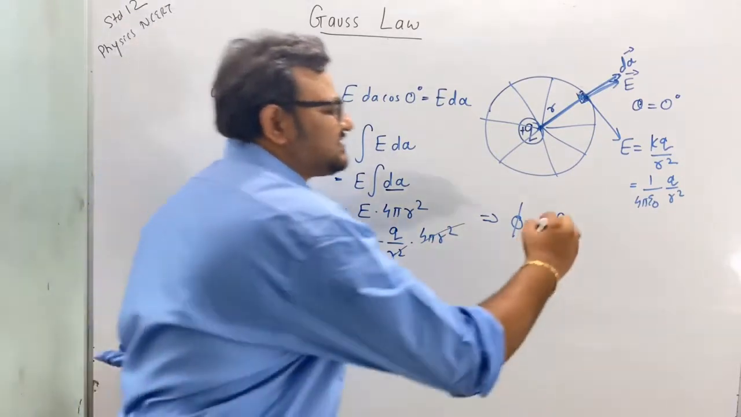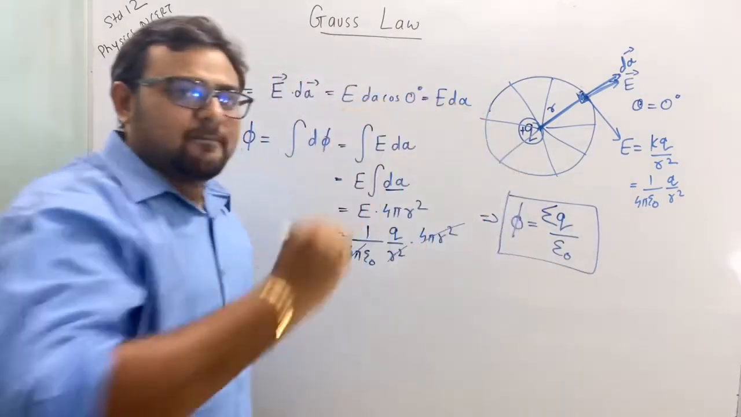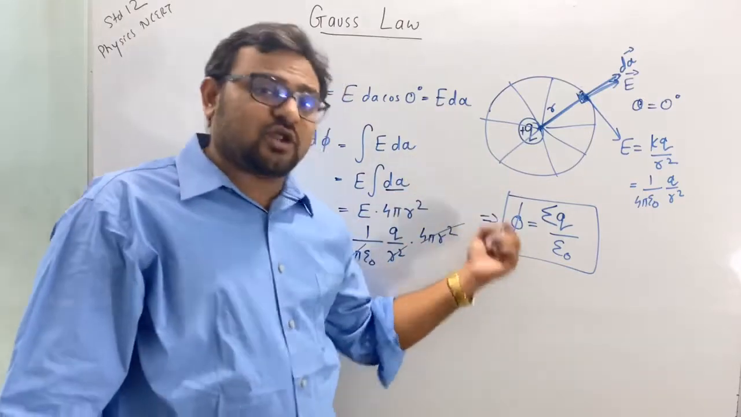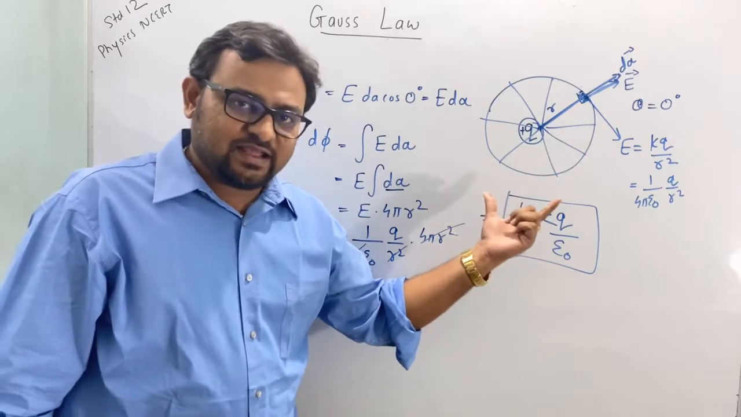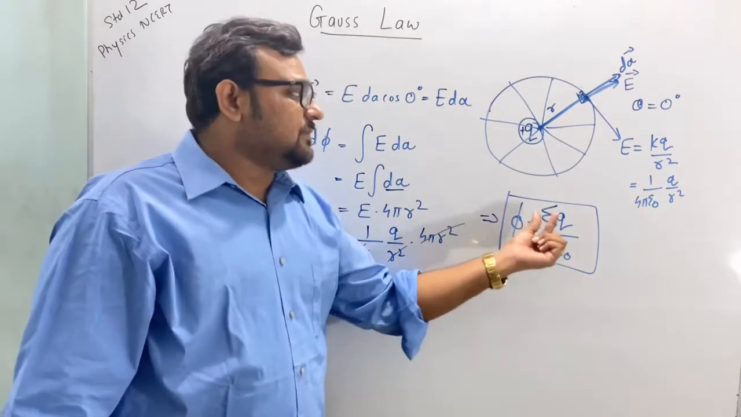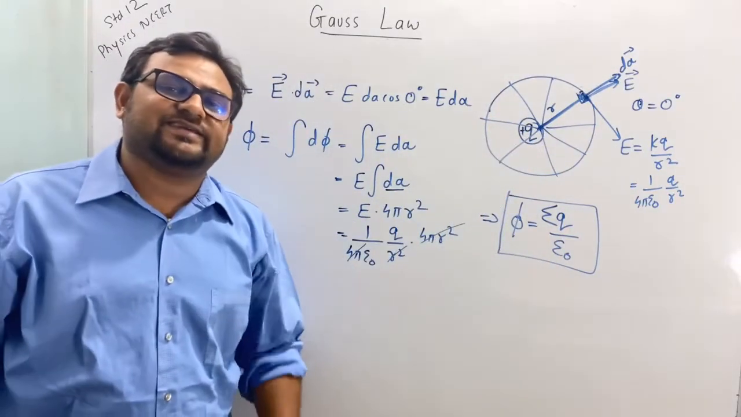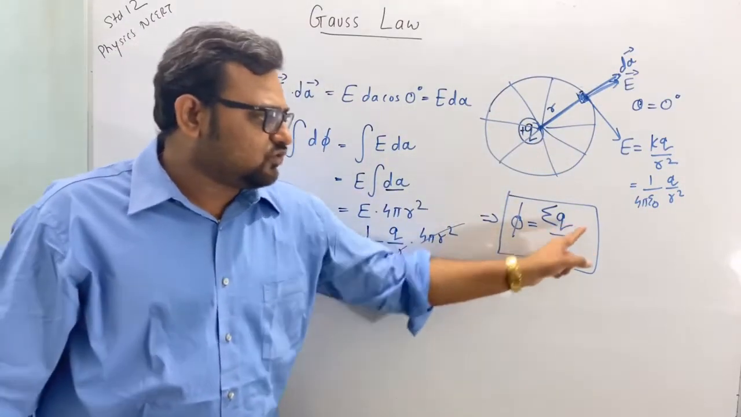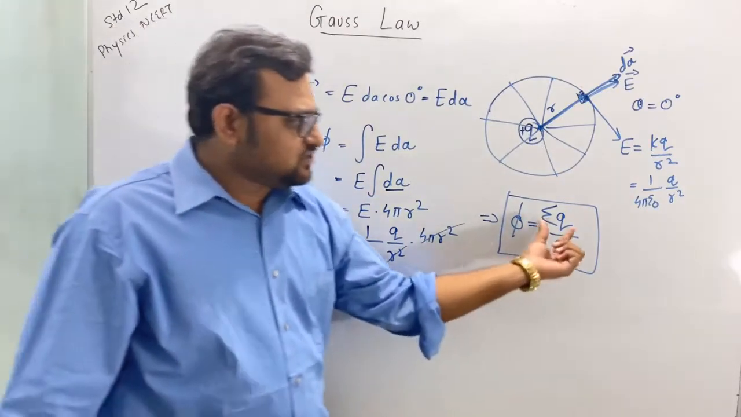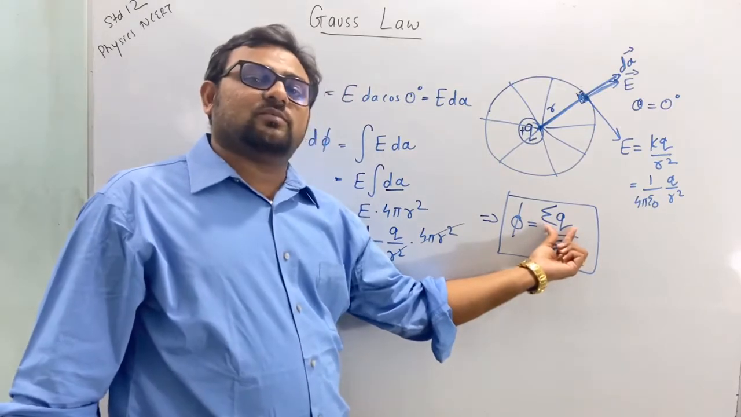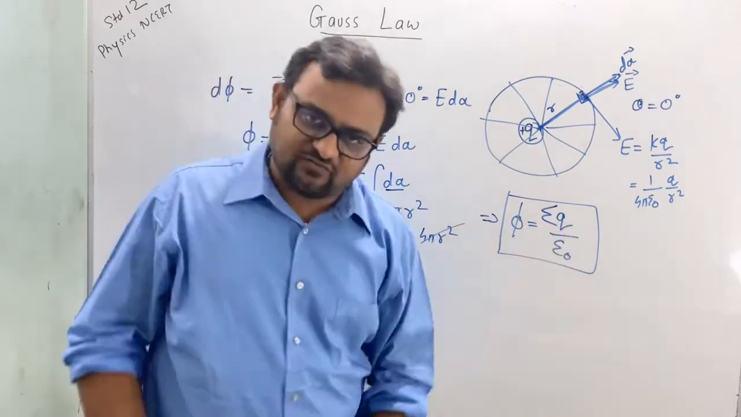In fact, it's the summation of q by epsilon 0. It means if there are more charges inside that closed surface, then the flux will be the summation of total charges enclosed inside this surface, so summation of q by epsilon 0, where summation of q is the total charge enclosed inside the closed surface.